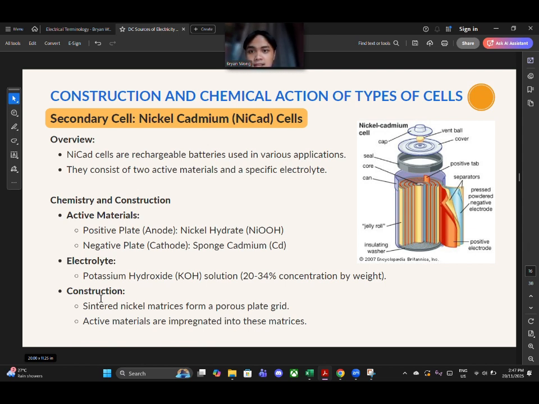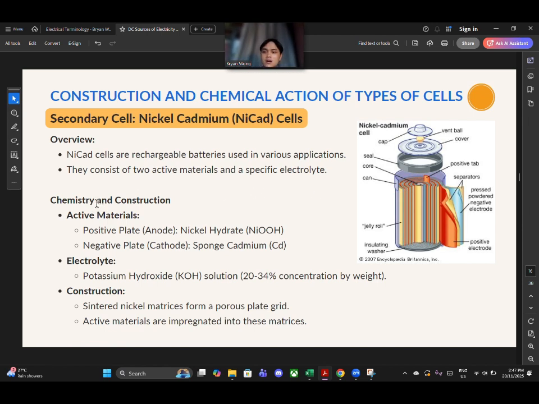Next is the secondary cell, the nickel cadmium cell. Let me explain the overview of nickel cadmium cells. Nickel cadmium cells are rechargeable batteries used in various applications. They consist of two active materials and a specific electrolyte.